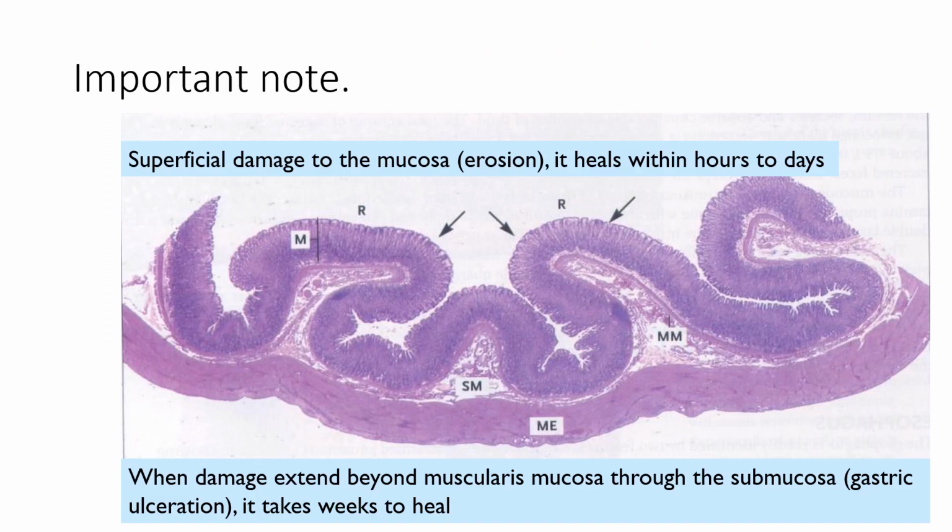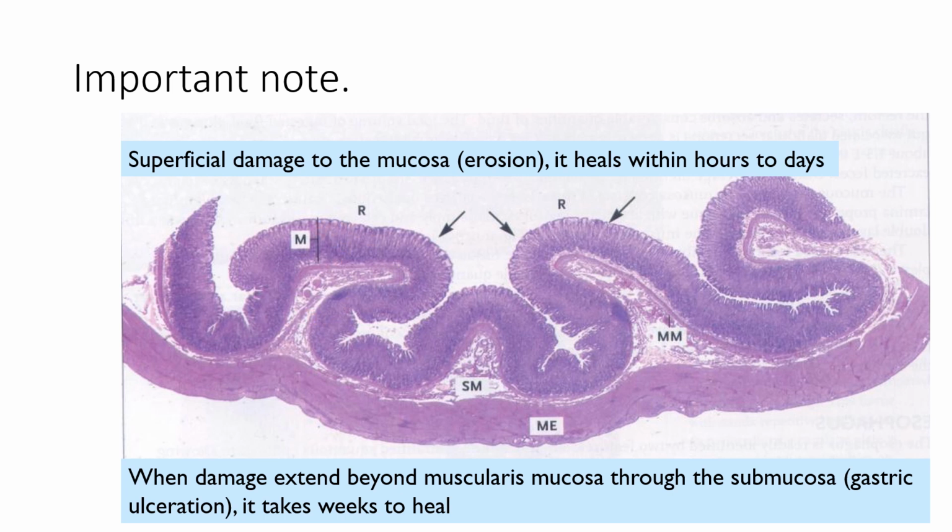Another important note is that superficial damage to the mucosa, confined to the mucosa, is called erosion, and it heals within hours to days. Whereas when damage extends beyond the muscularis mucosa through the submucosa, this is called gastric ulceration, and it will take weeks to heal.